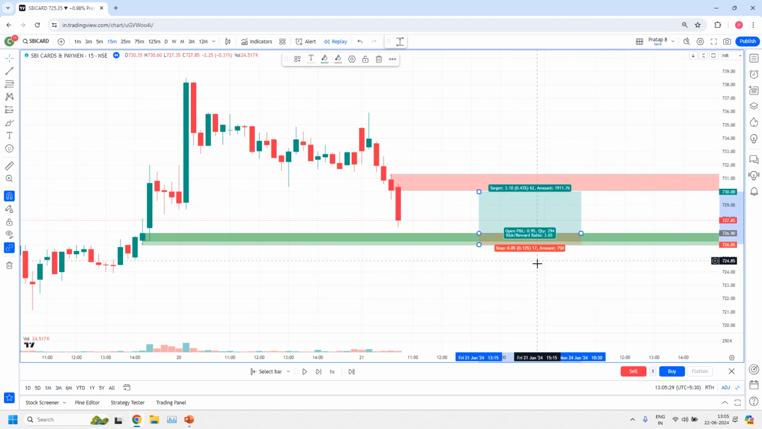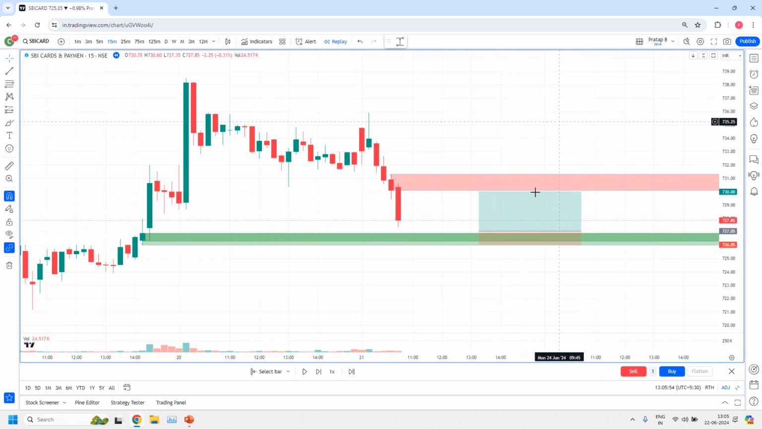We got 1:3 RR there. Sorry, some buffer also we need to keep before this, an entry buffer. Okay, 1:2.95, that means 1:3 up to this level. And let us see what happened to the market in the next candle.